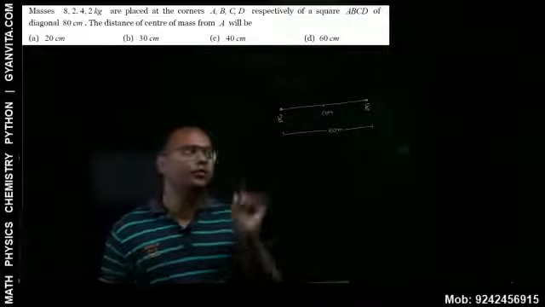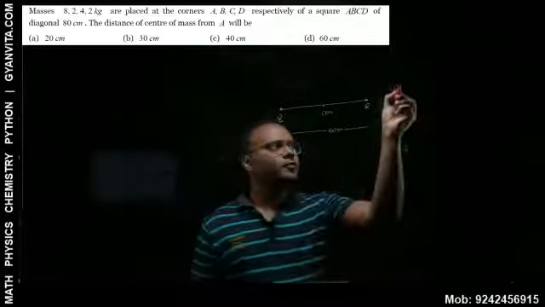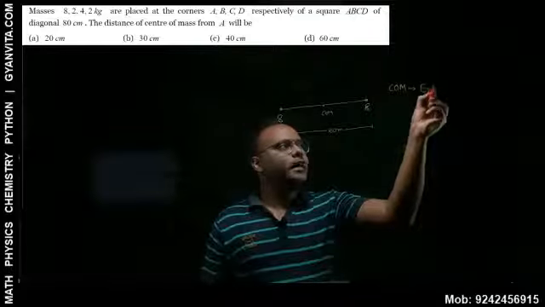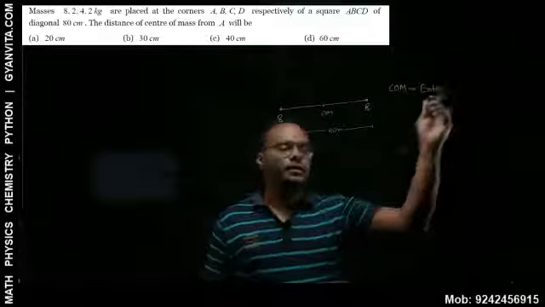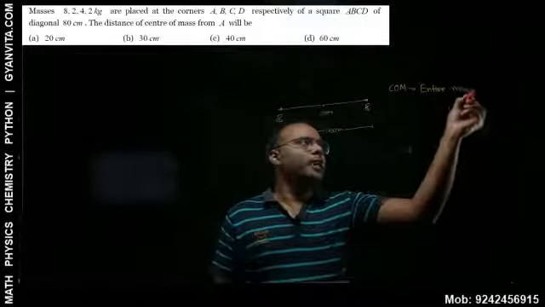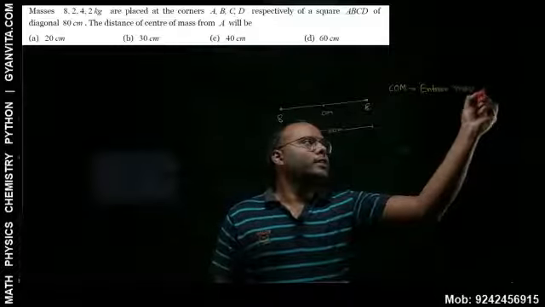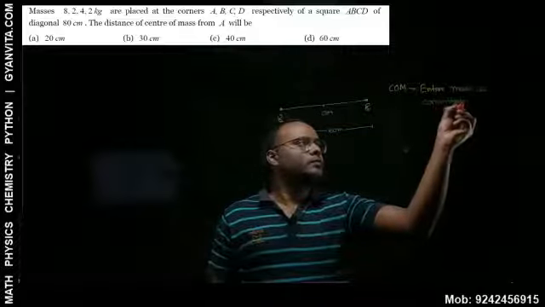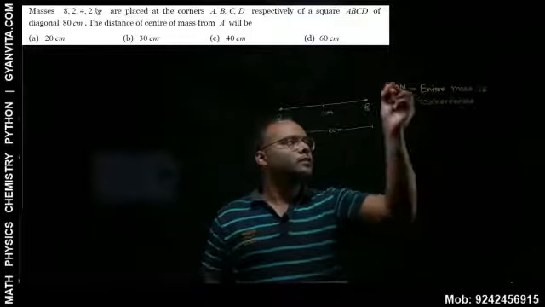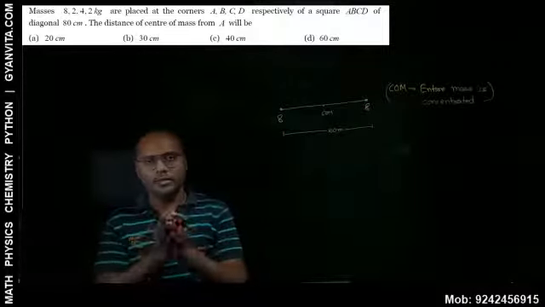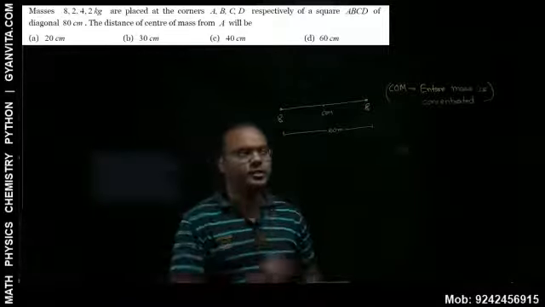And what is center of mass? Center of mass is that position where entire mass of the system can be considered to be situated. Entire mass is, you can say, concentrated. Instead of writing so many words, I have just written entire mass can be considered to be situated or centered. That is what center of mass is.